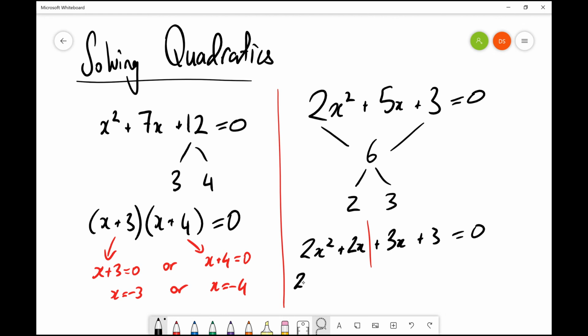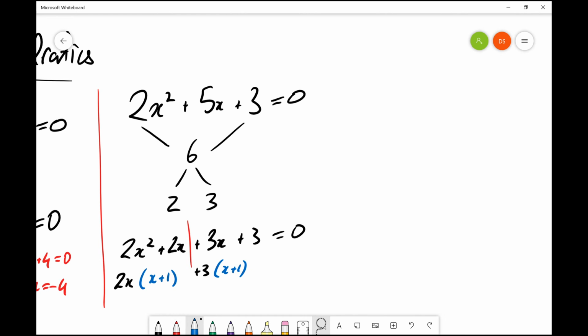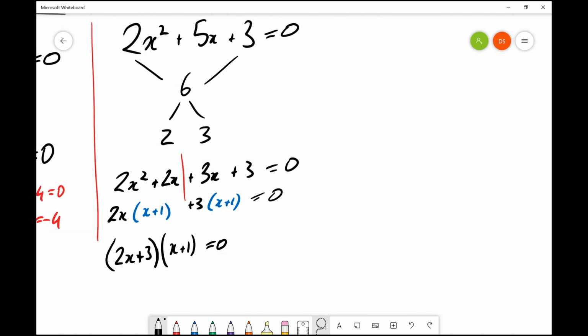So from this, I'll get 2x out of here, and I get x plus 1, and I'll get a plus 3, and a plus x plus 1. Ooh, that's not what was meant to happen. And from that, I can factorize to have x plus 1 and 2x plus 3 as two separate brackets.